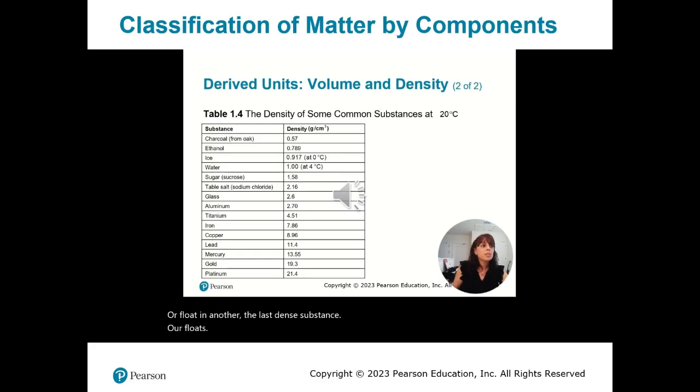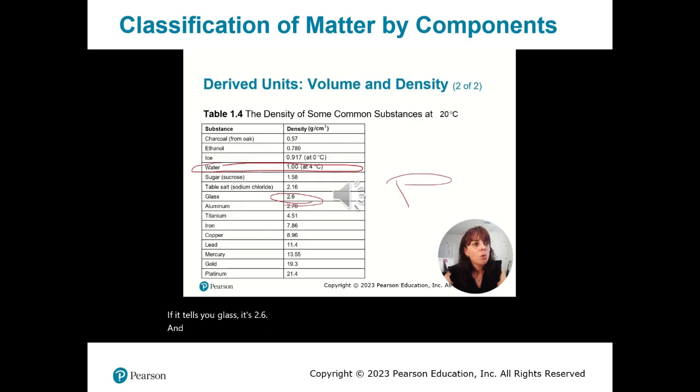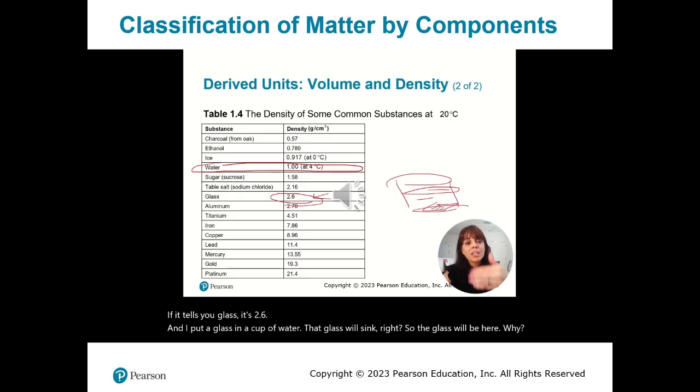So for derived units, we have here the density. Look at the water density at 4 degrees Celsius, close to 1 gram per cubic centimeter. If you go to 25 degrees Celsius, it will be a little bit lower than 1, 0.99 something, but it's always close to 1. So if it tells you glass is 2.6, and I put a glass in a cup of water, you know that glass will sink, right? So the glass will be here. Why? Because its density is higher than the density of water.